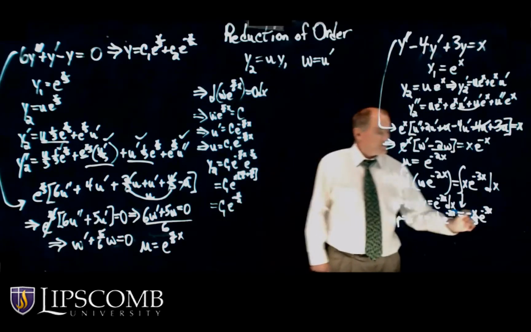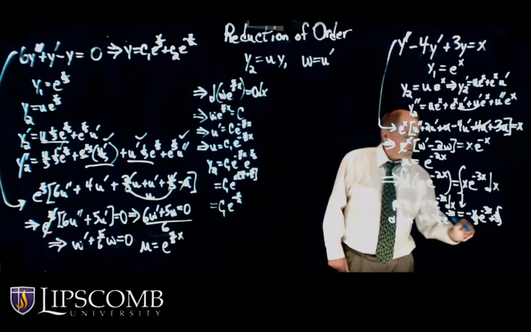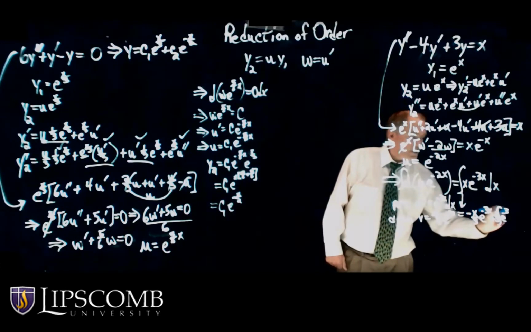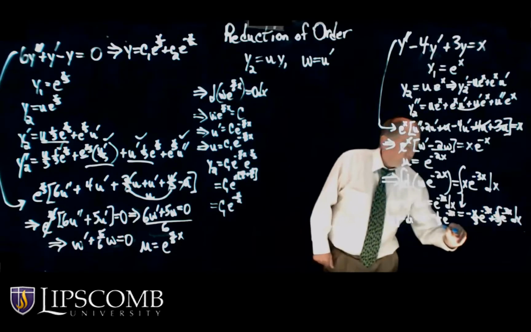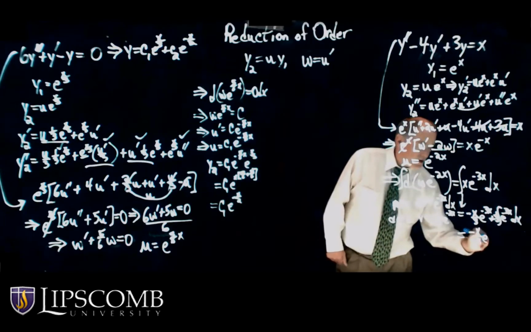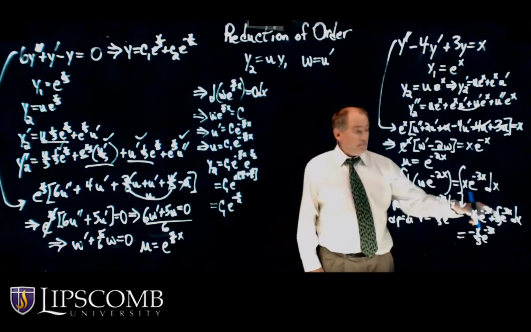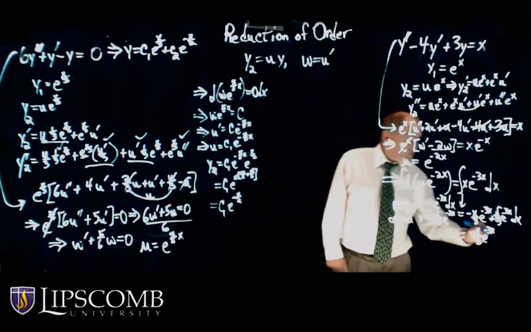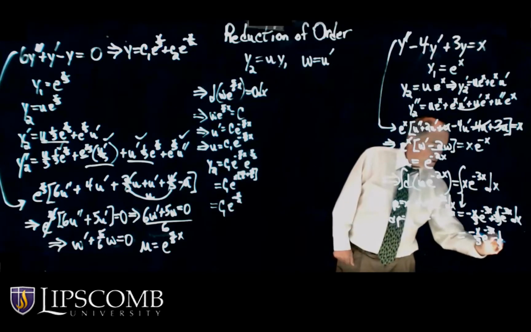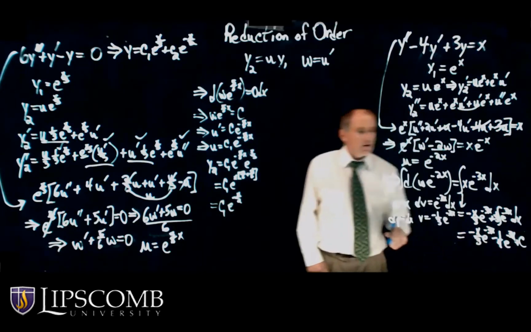Minus a minus makes a plus. Integral, and I got a 1/3 in front, e to the minus 3x dx. So what do I get? I get minus x over 3 e to the minus 3x minus a third. I need a minus 3, so minus a third, so that'd be minus 1/9 e to the minus 3x. Of course, I get a plus c there.